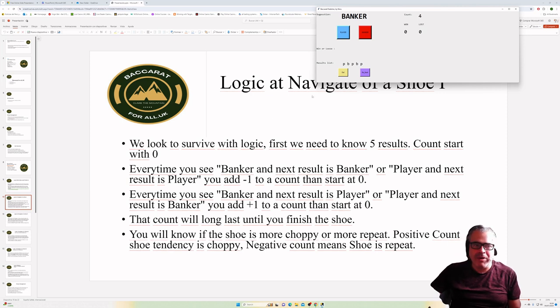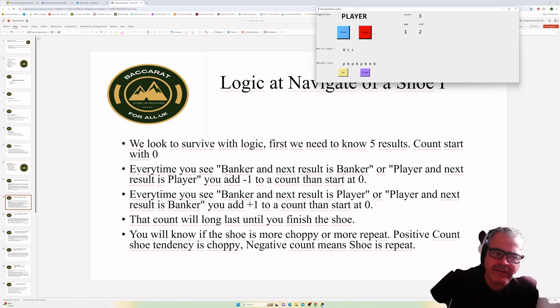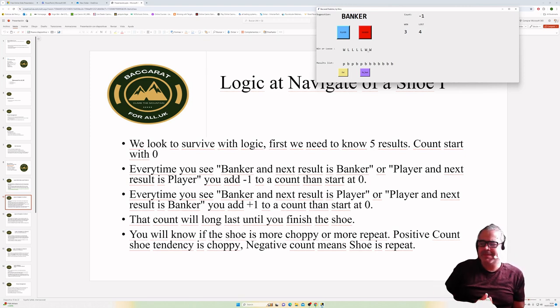For example, now I will add one banker, I will add three bankers, and you will see that the number 4 will change. 1, 2, 3. It was 4, now it's 3. I will add 4 more, so you will notice it will go negative. 1, 2, 3, 4. Every time it repeats, it goes -1, -1, -1. Every time it comes different, it goes positive. So the predictor will tell you the tendency of the shoe, at the same time, whether it's going to be repeat or choppy.